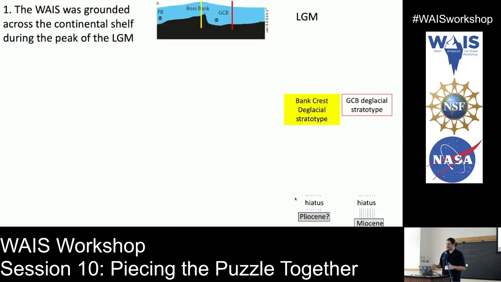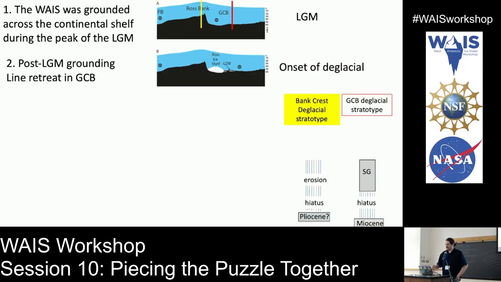And so here's just a conceptual model showing LGM and Ross Bank. The yellow line and the red line are correlated to this part right here, showing you the sedimentation in the area. At the LGM, we have no sedimentation going on. It's a hiatus in the sedimentation. And then as it starts to go into the deglacial, we get the sub-ice shelf in Glomar Challenger Basin. We get a grounding zone wedge, and we get subglacial deposition. Still just erosion on Ross Bank.